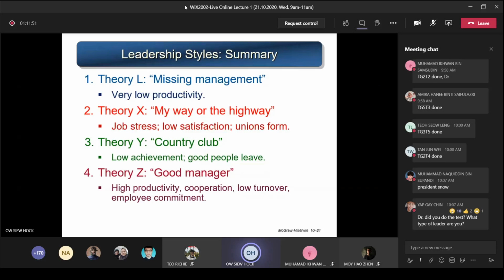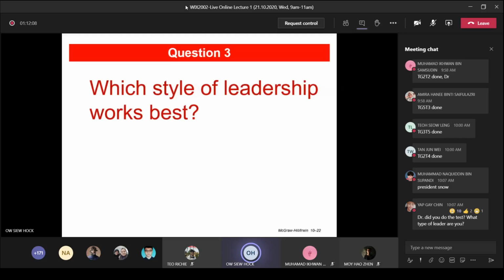Okay. Theory Z will be the good manager, the best type of leadership style. High productivity, cooperation, low turnover, and employee commitment. Okay. So basically, these are known as X, Y, Z and theory L. Okay. So which type of leadership do you think works best? The four types here, which one do you think is the best? Team leader. Country club. Theory Z. Okay, everyone will choose theory Z.